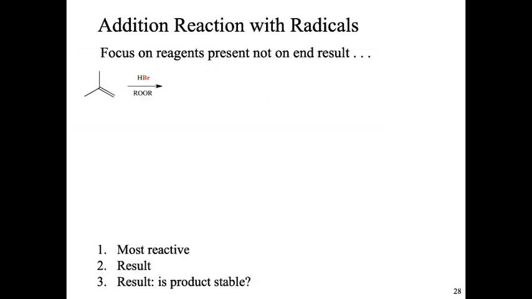So, addition reactions with radicals. We'll break this down really quickly. We use light to split ROR into RO radicals. That light or heat reaction is now your initiation. Those radicals will now react with the most accessible thing. The most accessible thing in this case is going to be hydrogen from HBr.